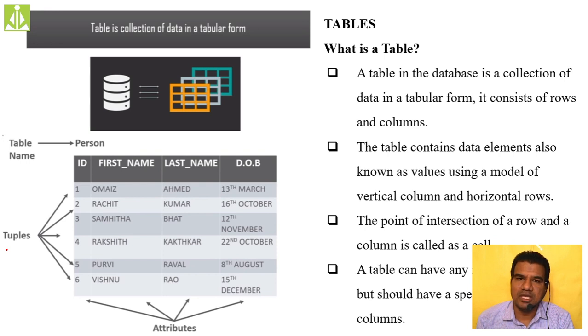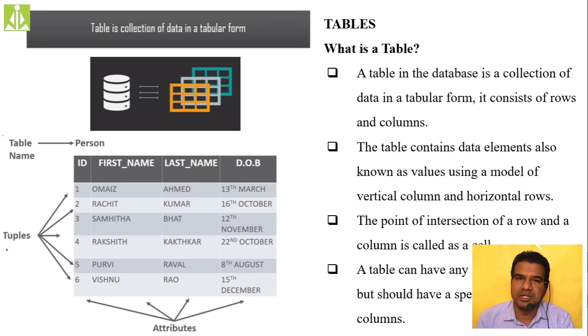Then attribute, property, field, column. These four will represent your columns only. Sometimes they call them attributes, sometimes fields of a relation, sometimes properties of a relation, and sometimes a column of a table. So likewise you can remember: fields, attributes, properties, columns, all will represent columns in your table only.